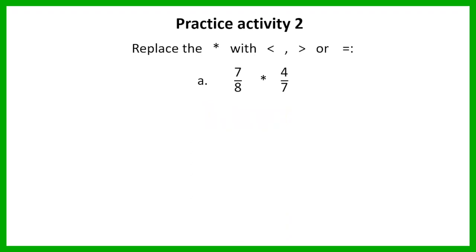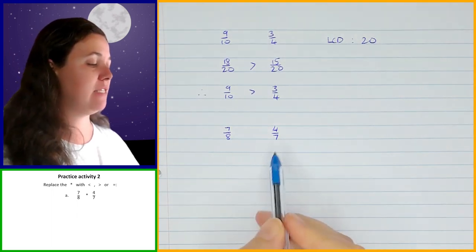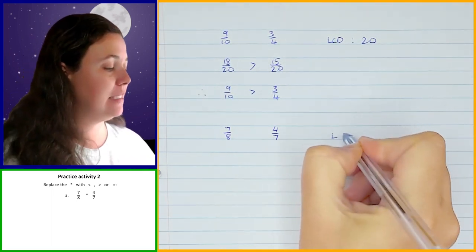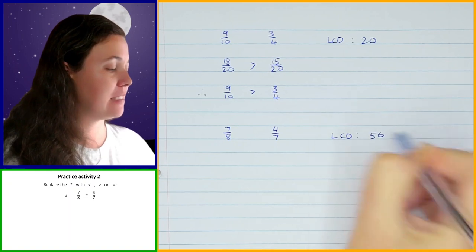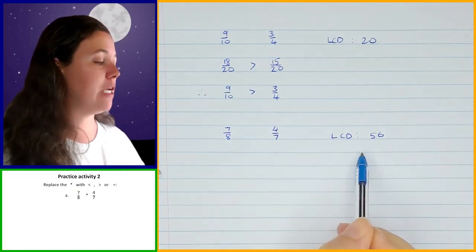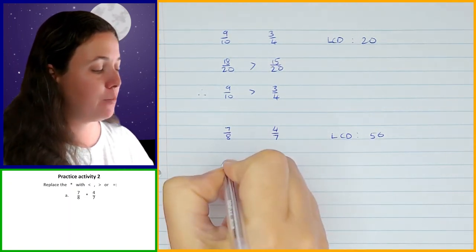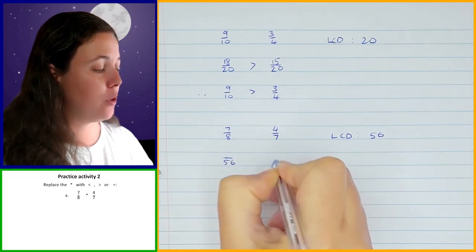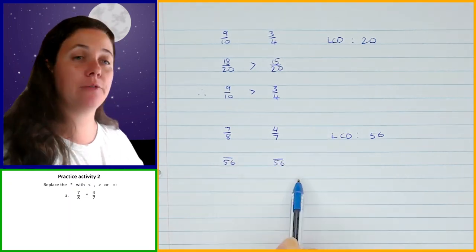Okay, so let's go through that example. So we've got 7 eighths and 4 sevenths. You should have found that your LCD is 56. Okay, so now I'm going to take that LCD and I'm going to change both of these fractions so that they are over that LCD, which is 56.